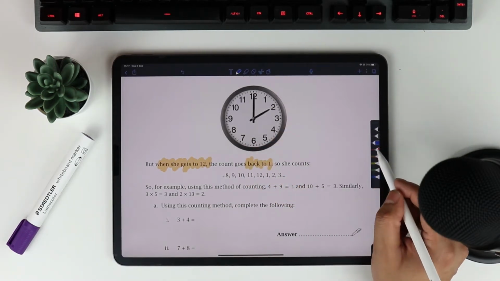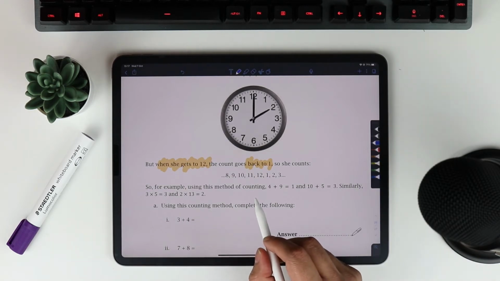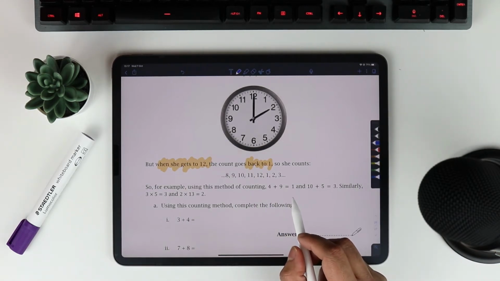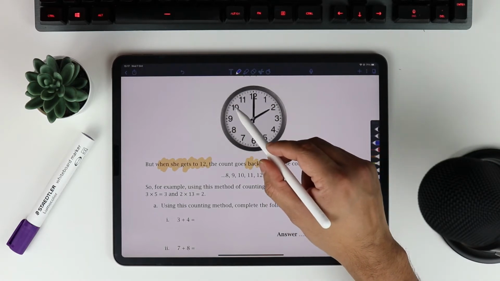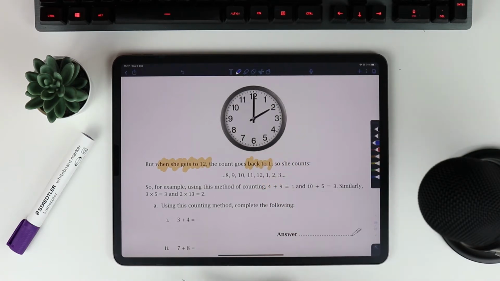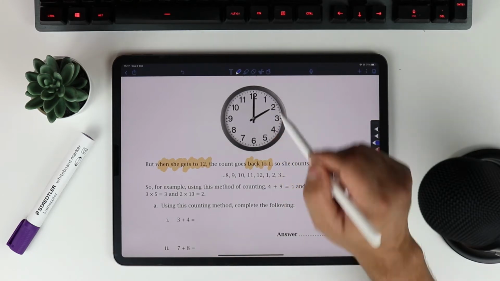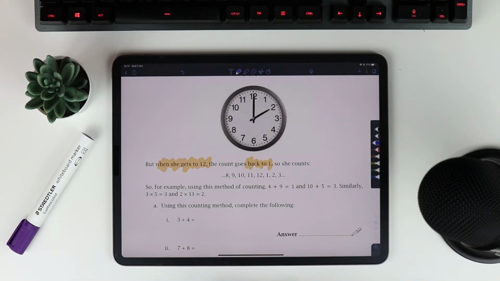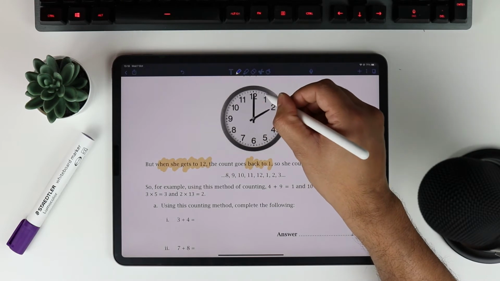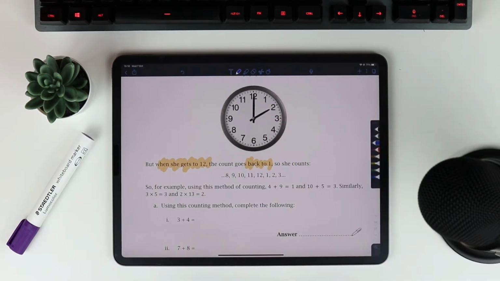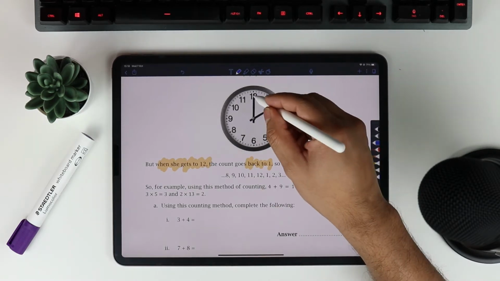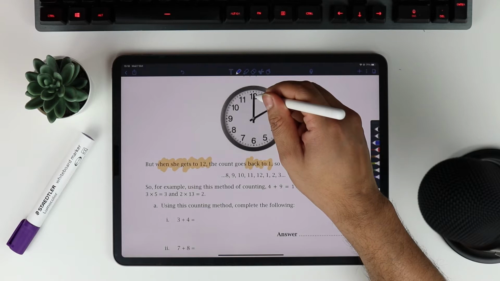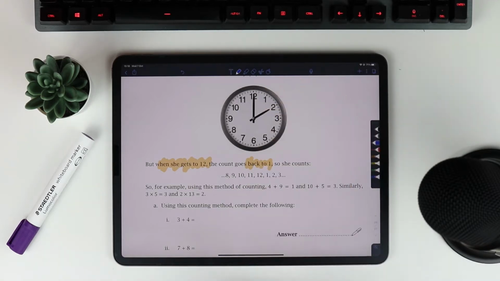It says here, for example, using the method of counting, 4 add 9 equals 1, because 9 add 4, 1, 2, 3, 4, it goes back to 1 again. 10 add 5, 1, 2, 3, 4, 5, goes back to 3 again. Similarly, 3 times 5 is 15, so you've got 12, 13, 14, 15, okay? And then 2 times 13 is 26, so 12, then 24, 25, 26, that'll be 2.